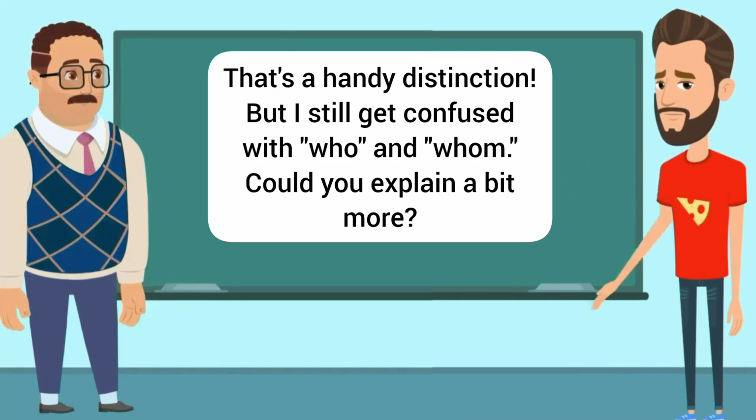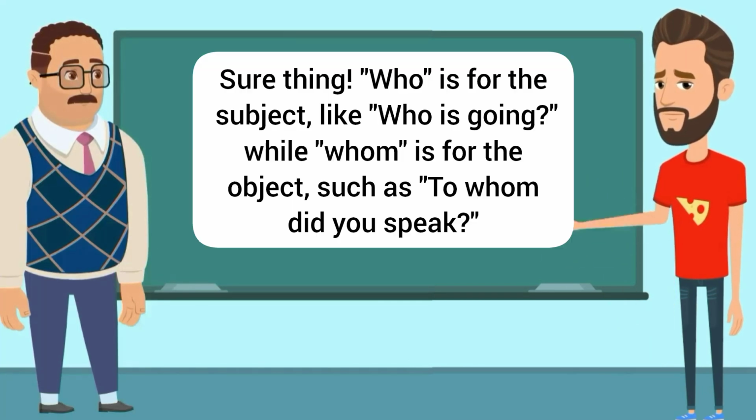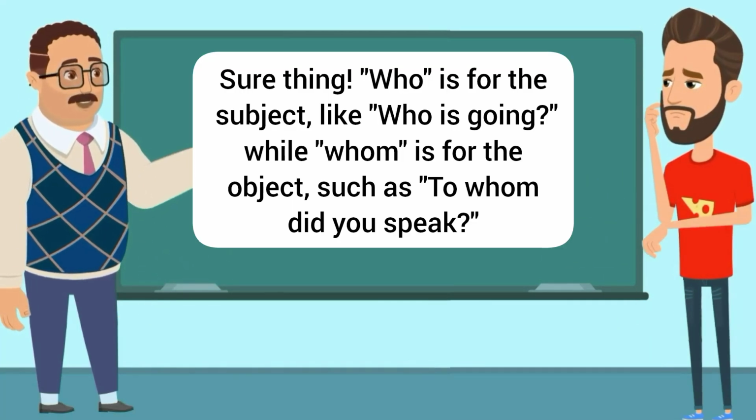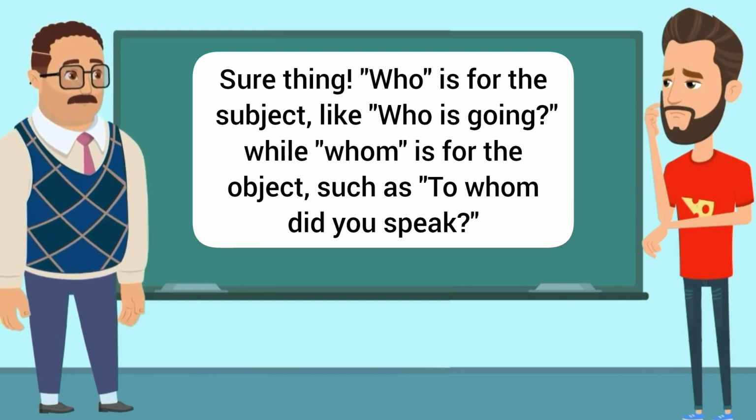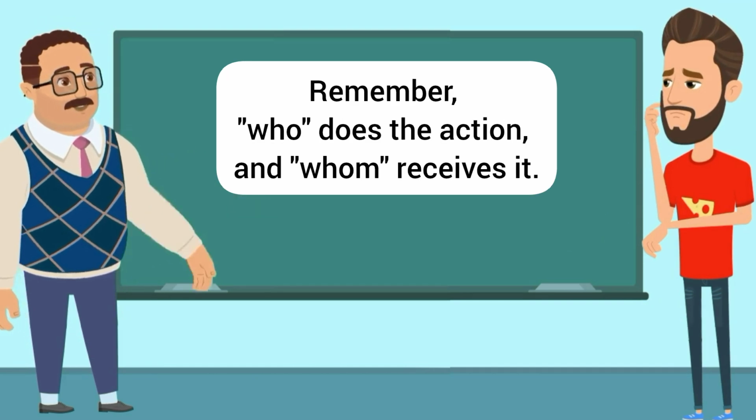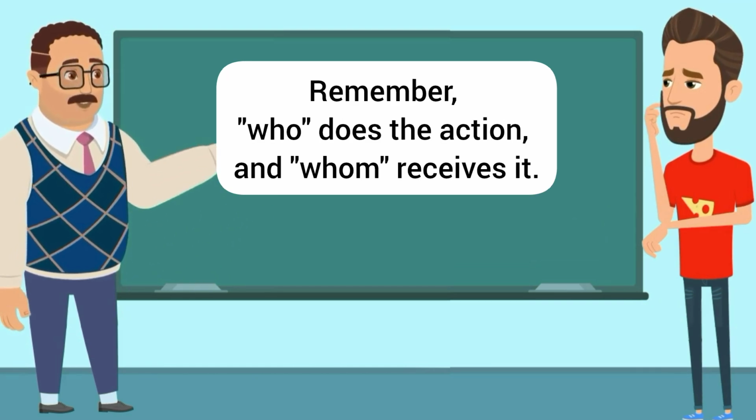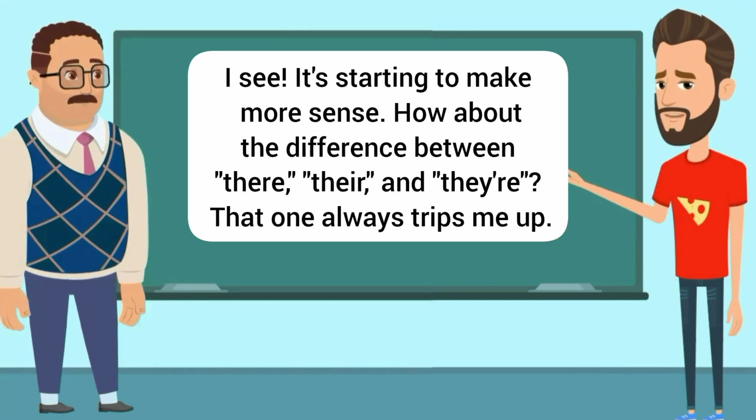That's a handy distinction, but I still get confused with who and whom. Could you explain a bit more? Sure thing. Who is for the subject, like, who is going? While whom is for the object, such as, to whom did you speak? Remember, who does the action, and whom receives it. I see. It's starting to make more sense.